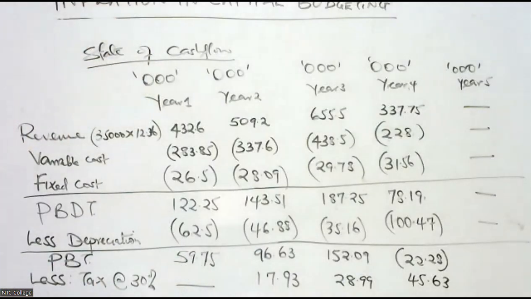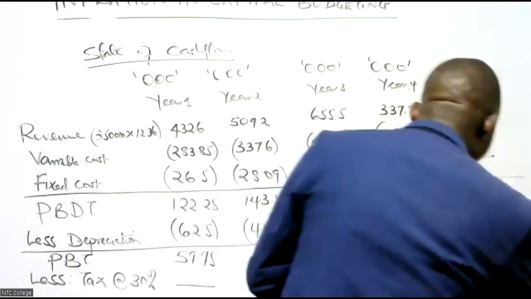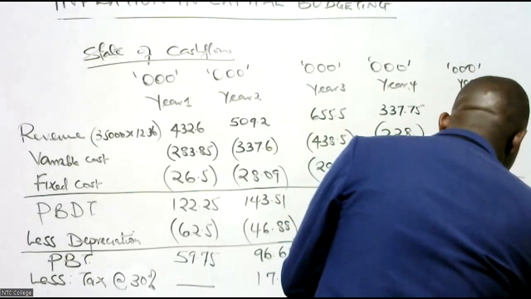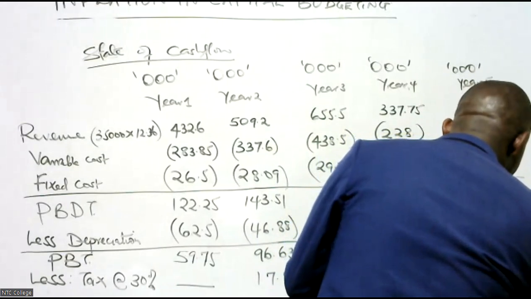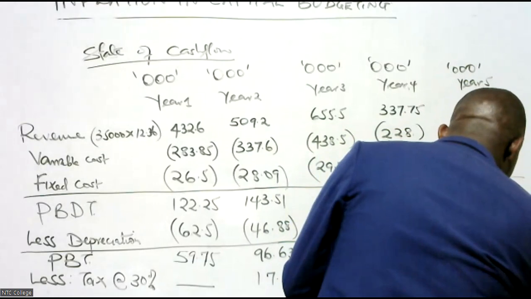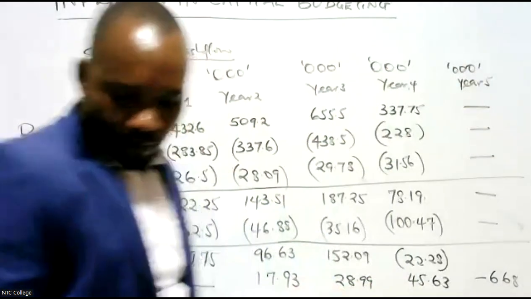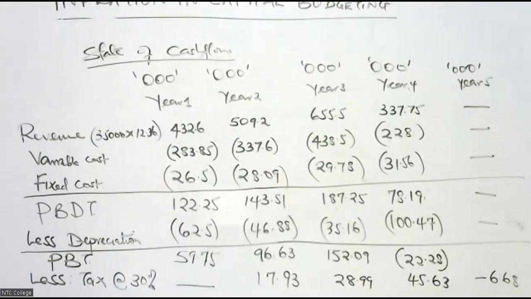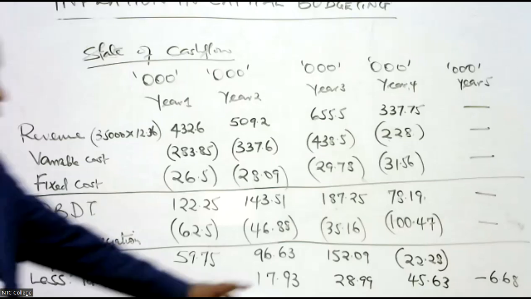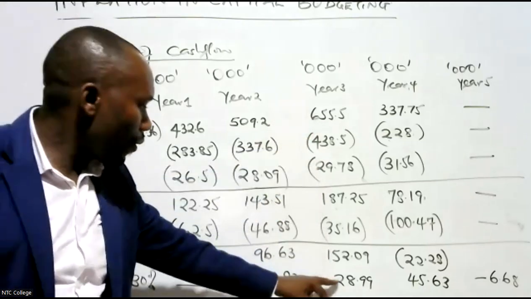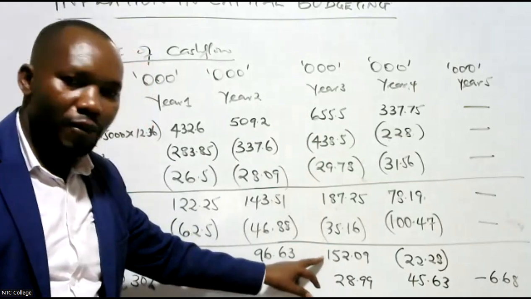Are you getting what I'm getting there? For the third year it is 28.39. That is tax for the third year. So are you talking about this or the product of this?